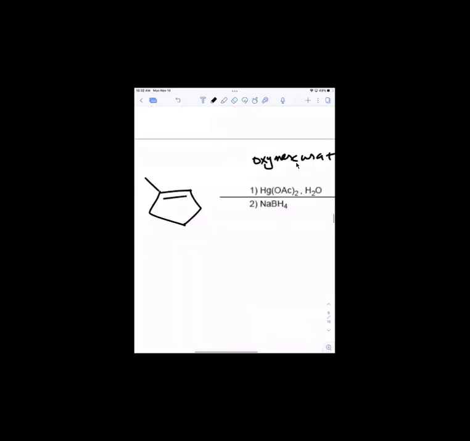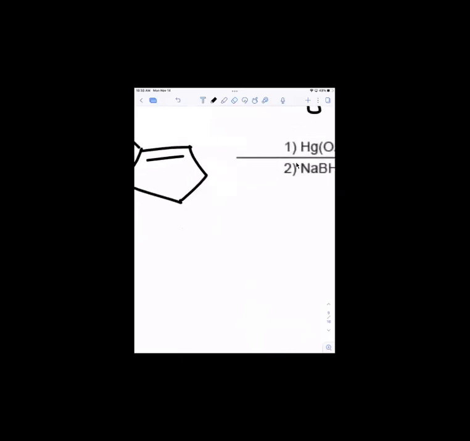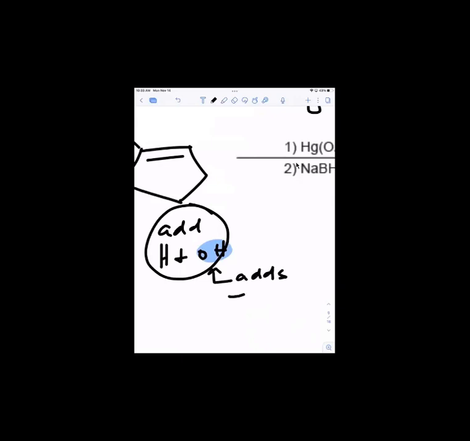Oxymercuration and hydroboration go hand in hand. Even in spite of all this stuff, basically what you're doing is adding H and OH to that double bond. That's the essence of it. The mechanism is quite involved and goes through a whole lot of stuff, but the essence of the reaction is to add H to one side and OH to the other side. And the OH, because it's Markovnikov addition, is going to add to the most substituted side.